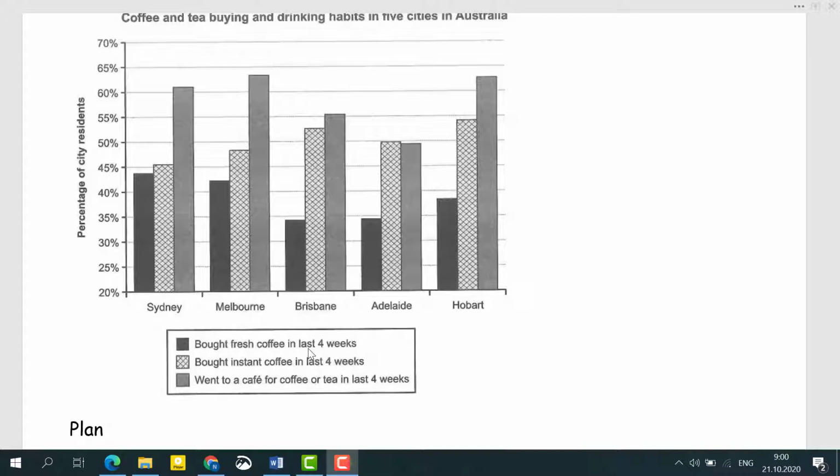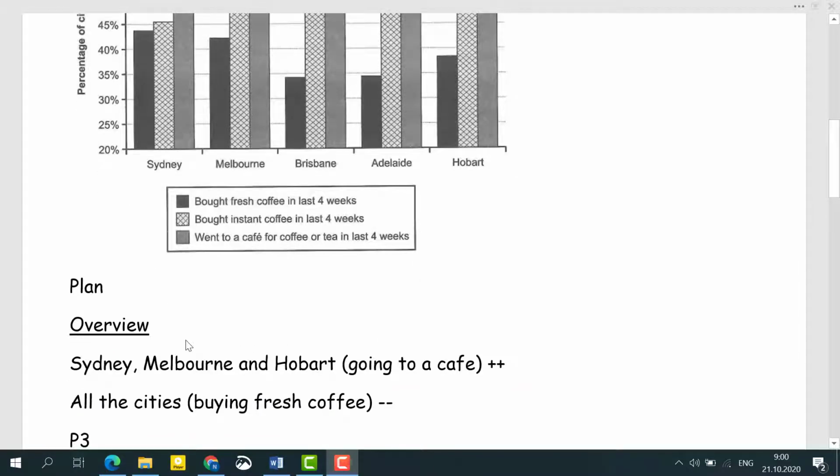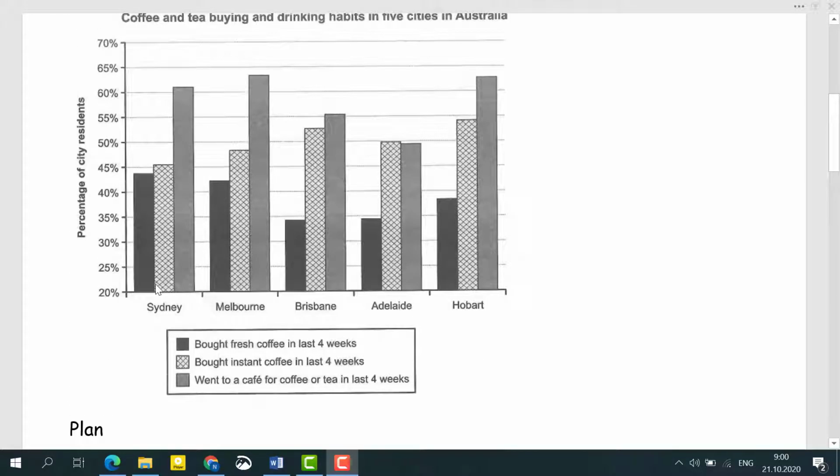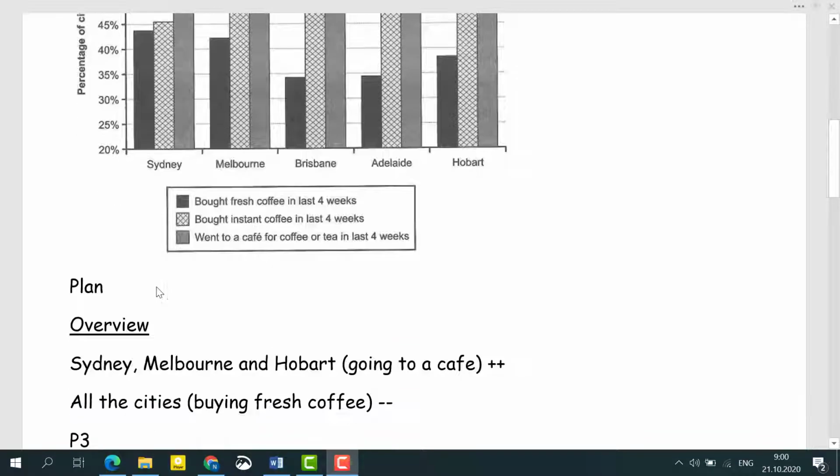Okay, now before we write or before we describe this bar graph, it's very important to make a plan, and that's exactly what you need to do when taking the actual IELTS exam. Okay, now let's just look at this plan. First of all, you need to write your introduction, okay, and I will show you exactly how to write the introduction here. And then you must write your second body paragraph, which is called overview.